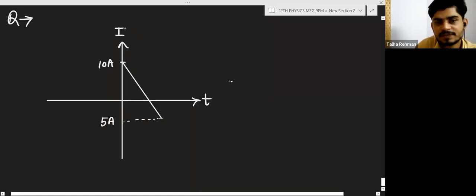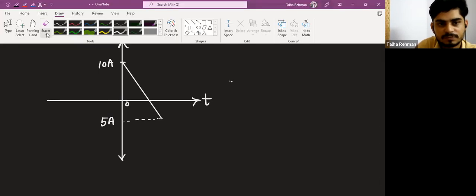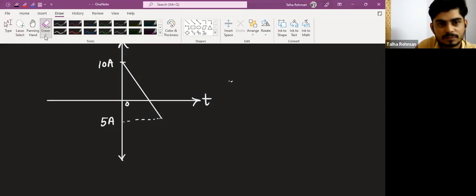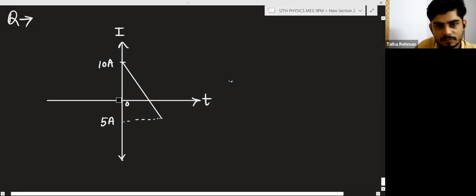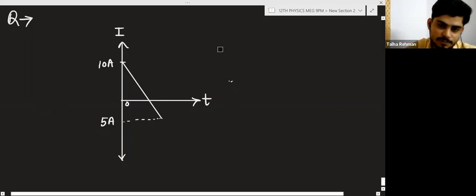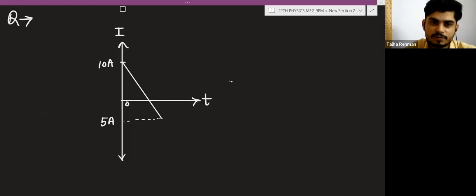And this is positive axis. Above the origin there is positive current axis, and below the origin there is negative current axis. But time cannot be negative, so I'm just removing this. You have not seen anywhere t is equal to -1 second. Time cannot be negative. Always positive, moving in forward direction.